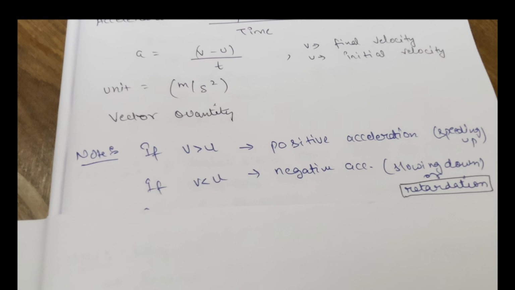So you accelerated up. Now let's say final velocity is less than initial velocity. So it means that the acceleration will be negative, which means that the body is slowed down or we can say retarded. So that's retardation. Retardation is negative acceleration, which means slowing down of an object.